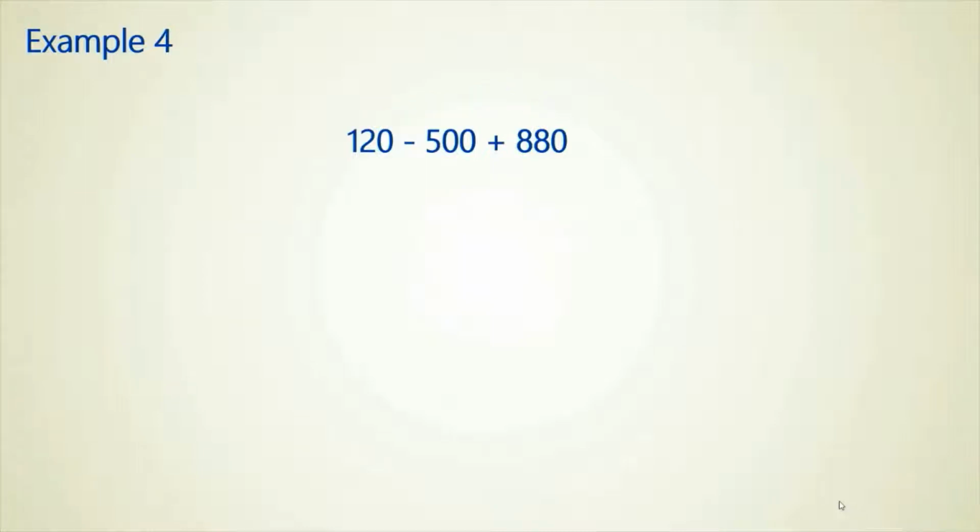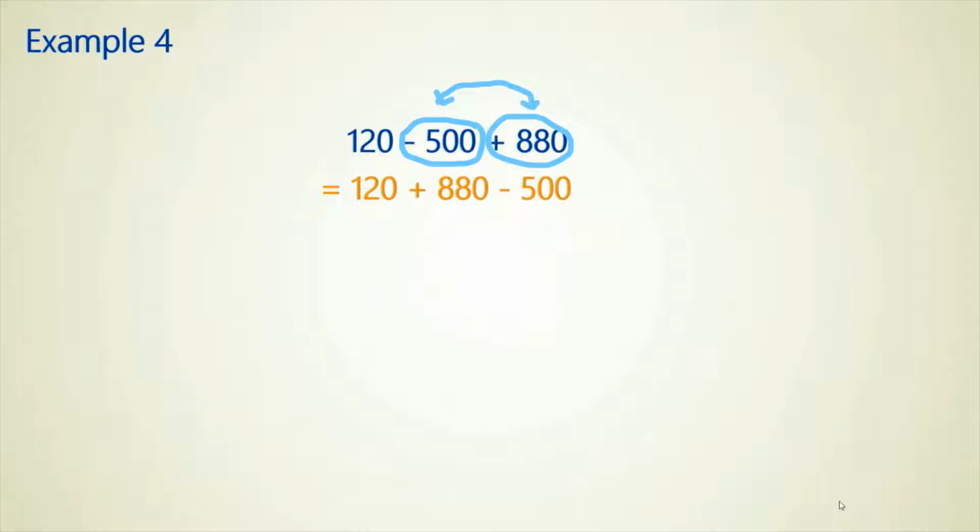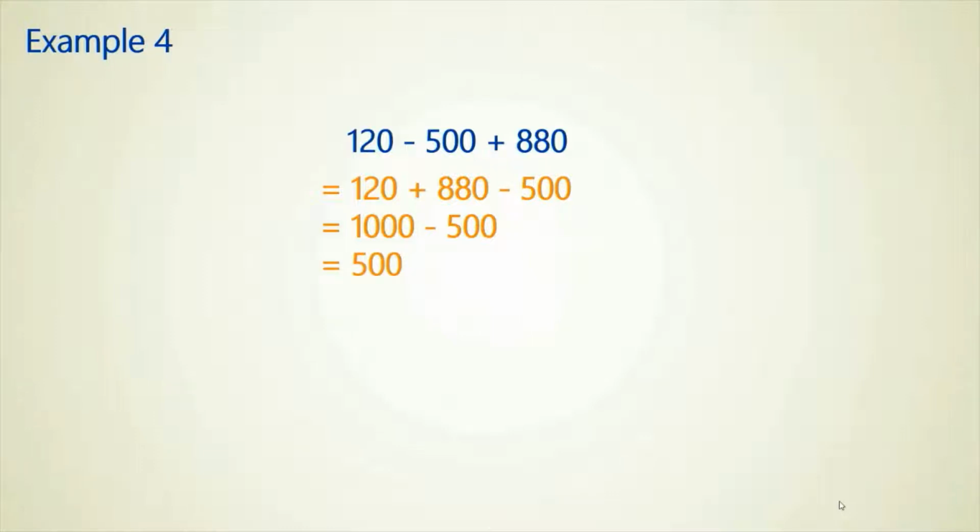So you start to sense the presence of potentially a 1000. It's always easier to compute on numbers with trailing zeros, such as tens or hundreds or thousands. So we're going to reorder the numbers to achieve this by switching plus 880 with minus 500. So this becomes 120 plus 880 minus 500. And this results in 1000 minus 500, which is straightforward. The result is 500.